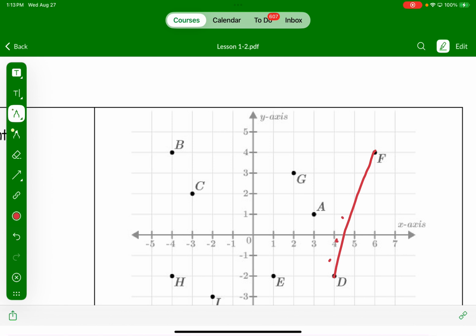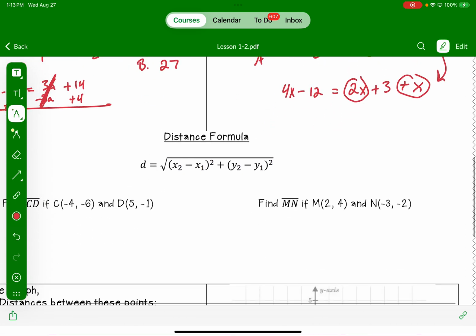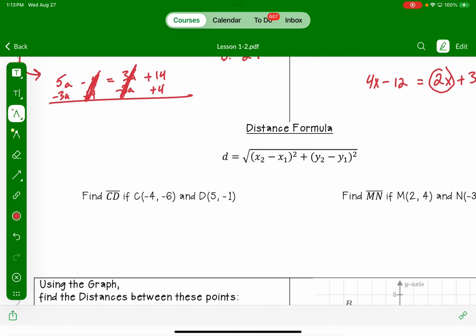We can't count them. That doesn't work. Nope, that doesn't work either. That's slope. We want to find the distance. Okay, so we're going to use the distance formula.